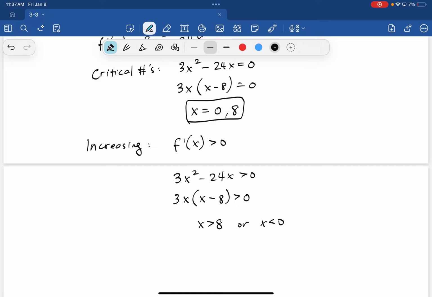The product is greater than 0 only if x is greater than 8 or x is less than 0. If it's in between those two numbers, one is going to be positive and the other is going to be negative, right? Makes sense? Like when x is a negative number, like -1 or something, 3x is negative, and x minus 8 is also negative. So they give us a positive product.